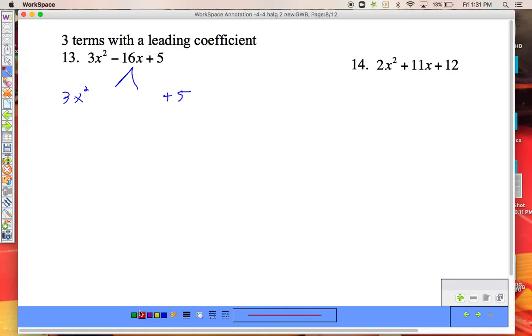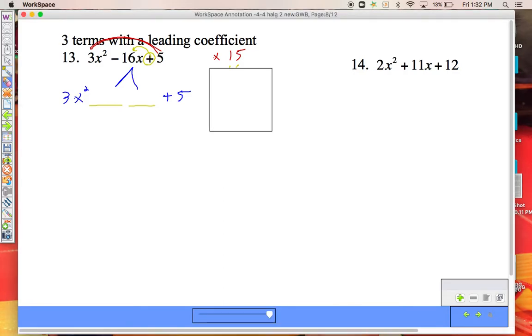So our thought process is, when I have a leading coefficient, I'm going to multiply 3 times 5 and get 15. So the 2 numbers that I'm going to put in the middle here have to multiply to give me that 15. Now going back to last lesson, they need to add to give me 16. So the 2 numbers I'm after are going to multiply to give me 15.